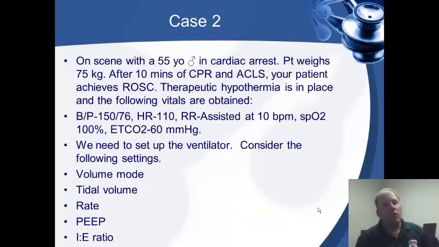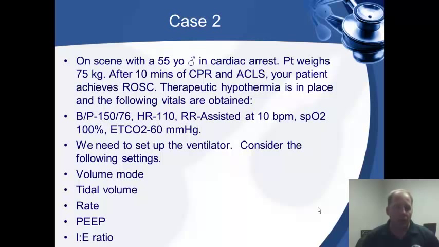All right, case two. You're on scene with a 55-year-old cardiac arrest. Patient weighs about 75 kilograms, and after about 10 minutes of CPR and ACLS, your patient achieves ROSC. You got therapeutic hypothermia in place, and you get the following vital signs.